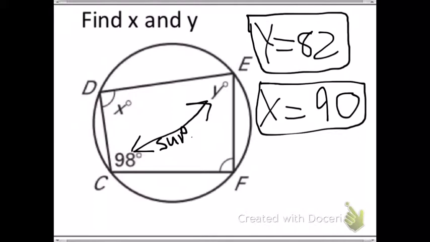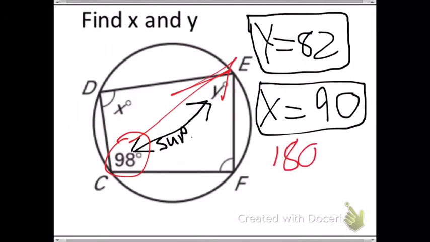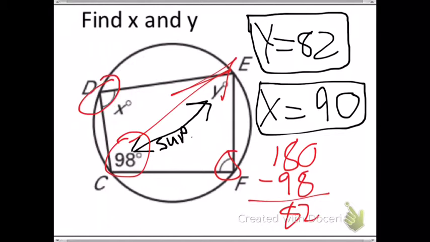To get y, you would have to take 98 across, then be supplementary, which means that you have to add up to equal 180. So you take 180 minus 98, that'd be 82, and y equals 82. Little symbols on D and F equal x. So you take 2x equals 180, and you divide 180 by 2, and x equals 90.